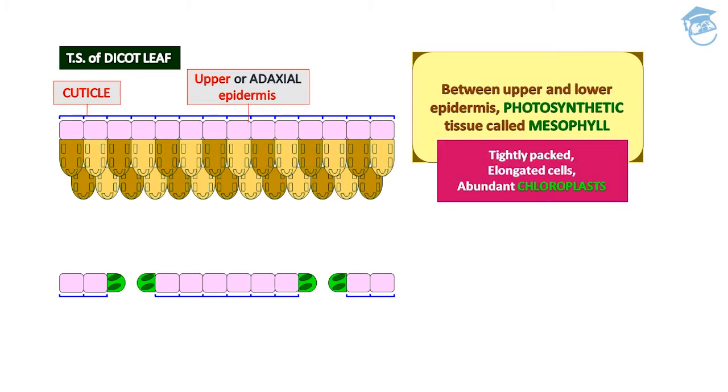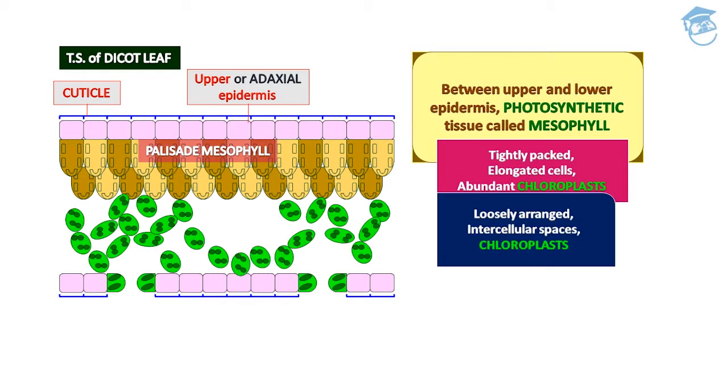They are tightly packed, elongated cells with abundant chloroplast in them, and this is called palisade mesophyll. And these cells are called spongy mesophyll. They are loosely arranged with intercellular spaces. So the tightly packed elongated cells are called palisade mesophyll, and they have abundant chloroplast. On the contrary, spongy mesophyll cells are loosely arranged, they have ample intercellular spaces, and hence they have little chloroplast as compared to palisade mesophyll.